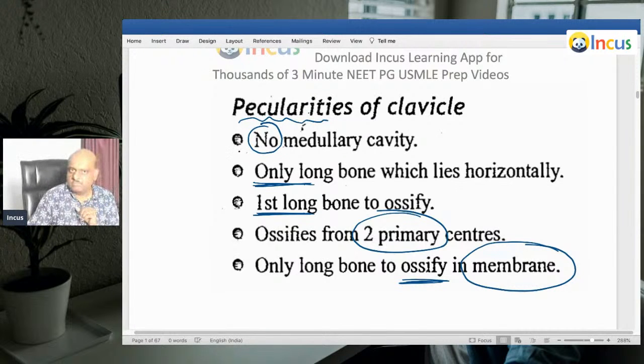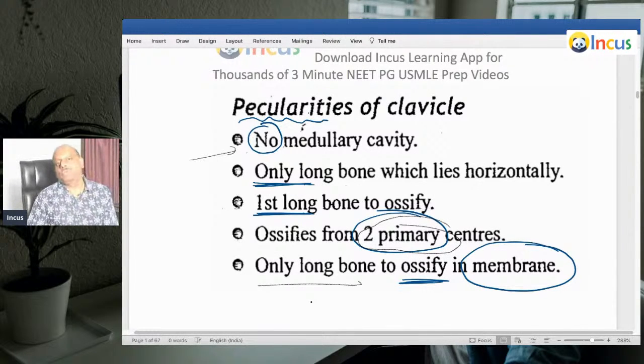Clavicle: no medullary cavity. It is the only long bone lying horizontally. It is the first long bone to undergo ossification, and it ossifies by 2 primary centers. And it is the only long bone to have a membranous ossification. Right?